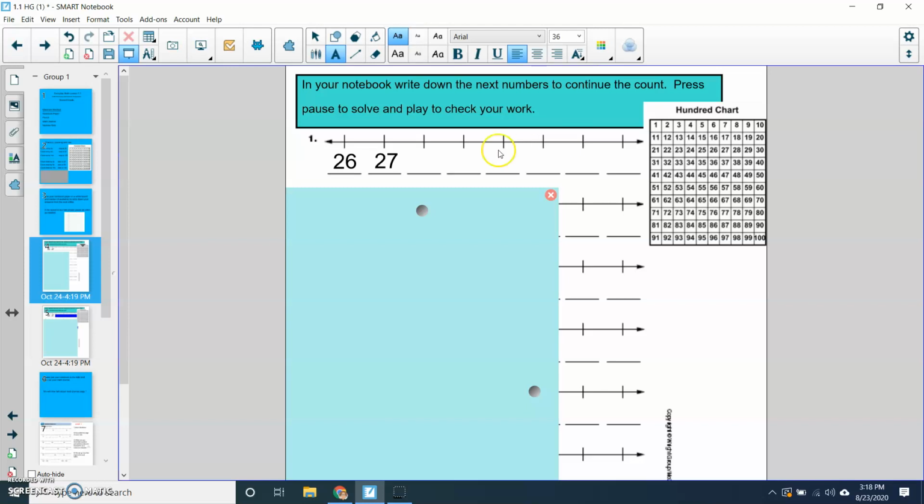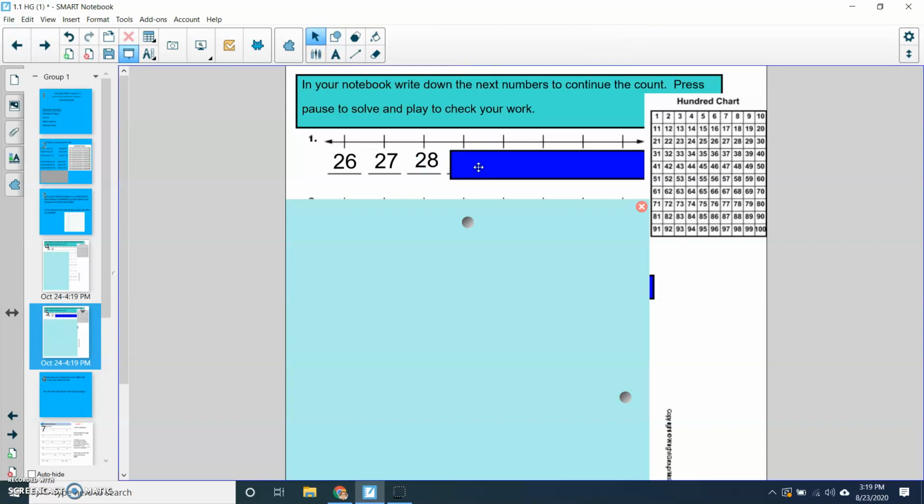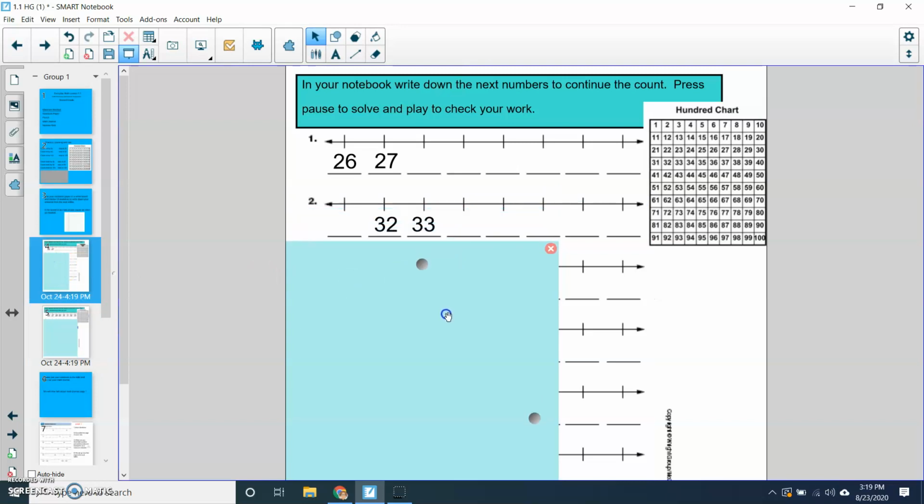Pause now. And if you want to use the number grid on the side for help, please feel free to do so. So we were at 26, 27, then we would have 28, 29, 30, 31, 32, and lastly 33. Let's try another one. This time we have a number that's missing before, and then I gave you 32 and 33. Can you tell me the number that's before and then the 5 numbers that would come after?